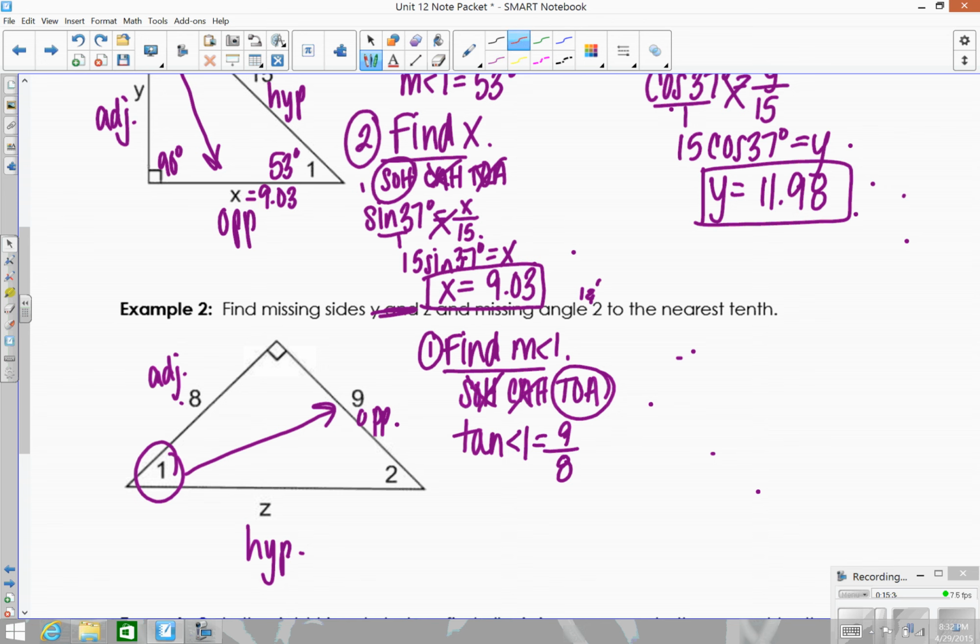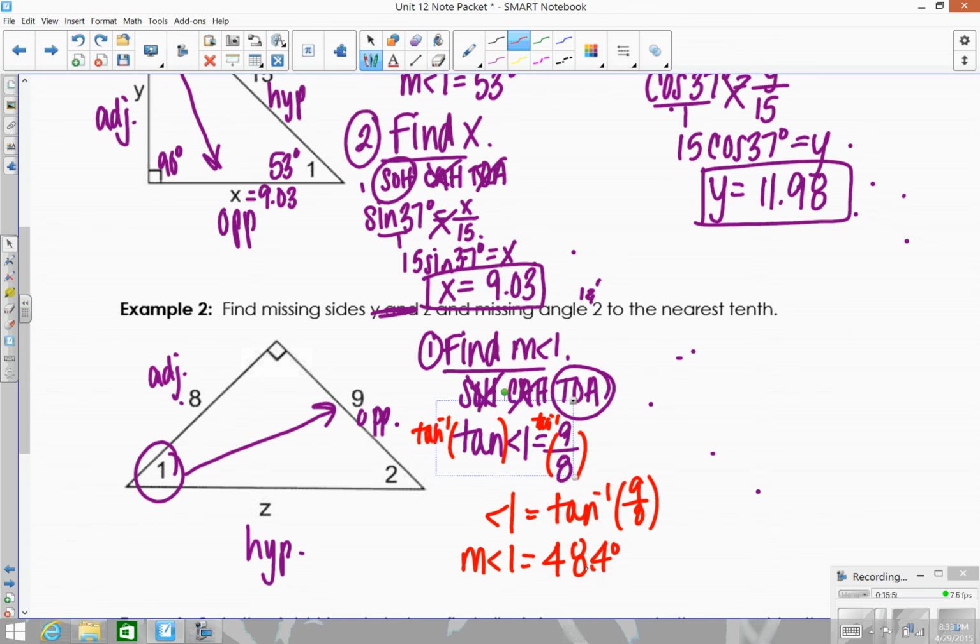Now I need to get angle 1 by itself. So what that means is I need to take the inverse of tan of both sides so that I can get angle 1 by itself. So angle 1 is equal to tan inverse of 9/8. So the measure of angle 1, the little m stands for measure, would be, if we round it to the nearest tenth, 48.4 degrees.